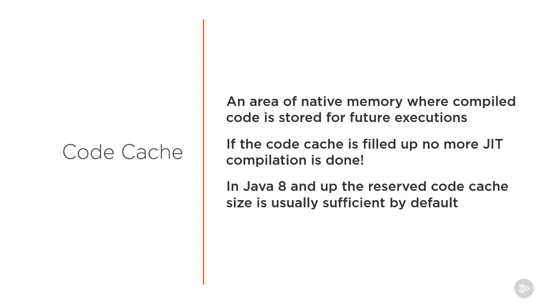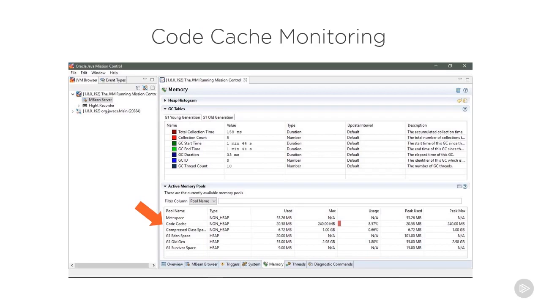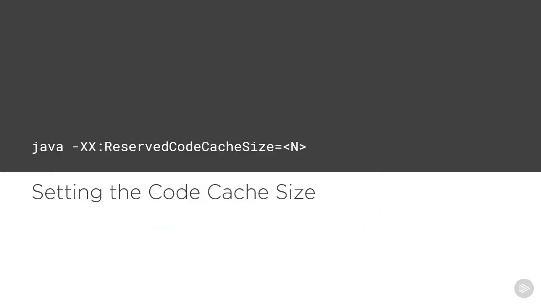However, if a Java application does run out of code cache space, the JVM will print out a warning message that you can go back into your logs or command prompt to examine. You can also take a look at the code cache capacity using Java Mission Control or other monitoring tools. If you do find that you need to increase your code cache size, you can do so by setting the JVM flag ReservedCodeCacheSize.